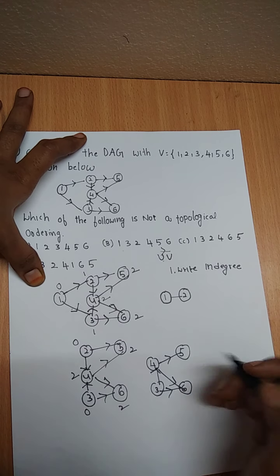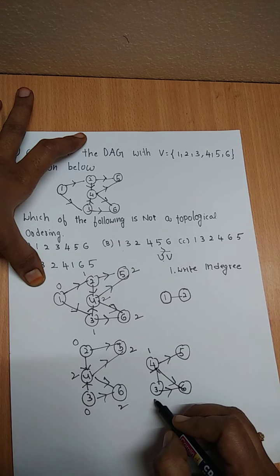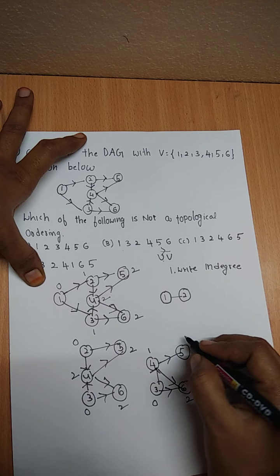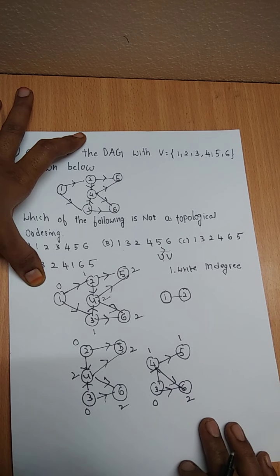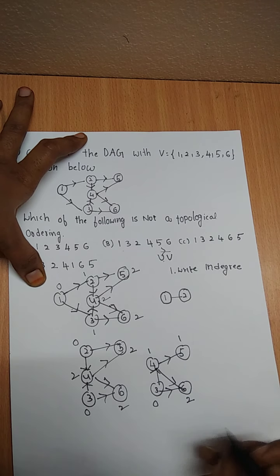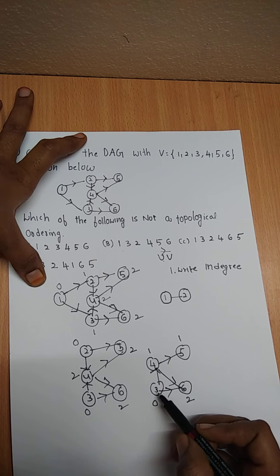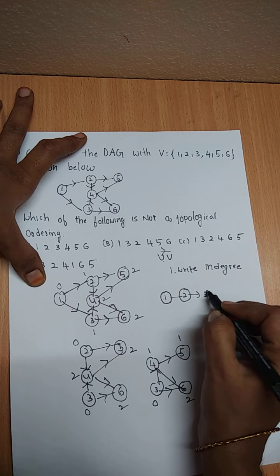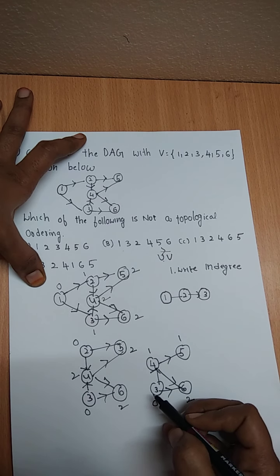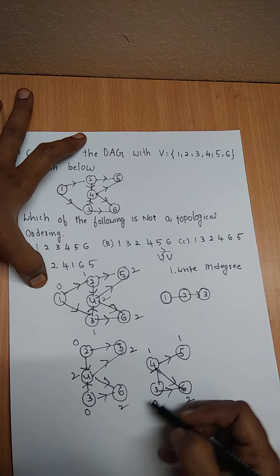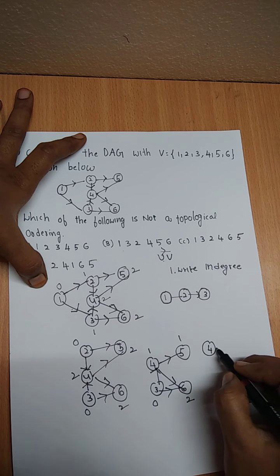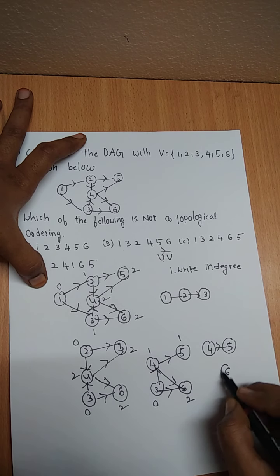Now again write the in degrees. For the 4 1, for the 3 0, for the 6 2, and for the 5 1. Now what is the vertex that has the lowest in degree? 3. So write that vertex in the topological order and delete that vertex and its corresponding edges 2, 4, 5, 6.